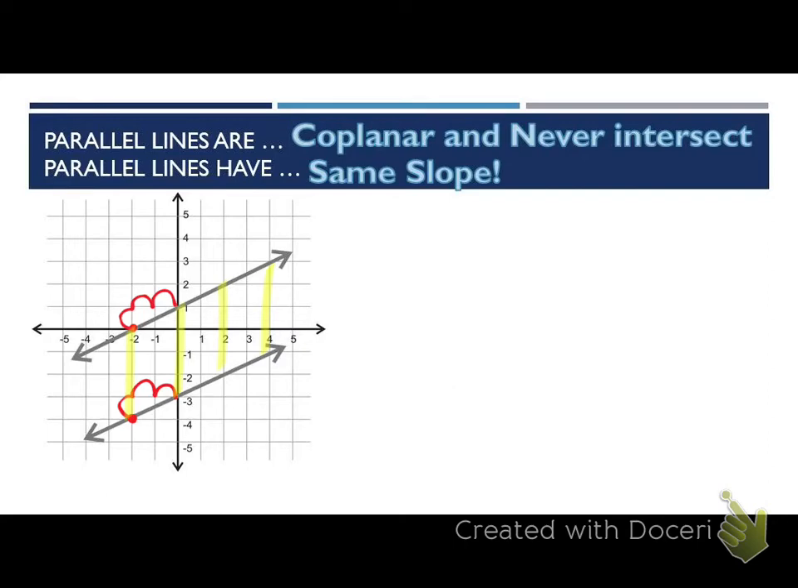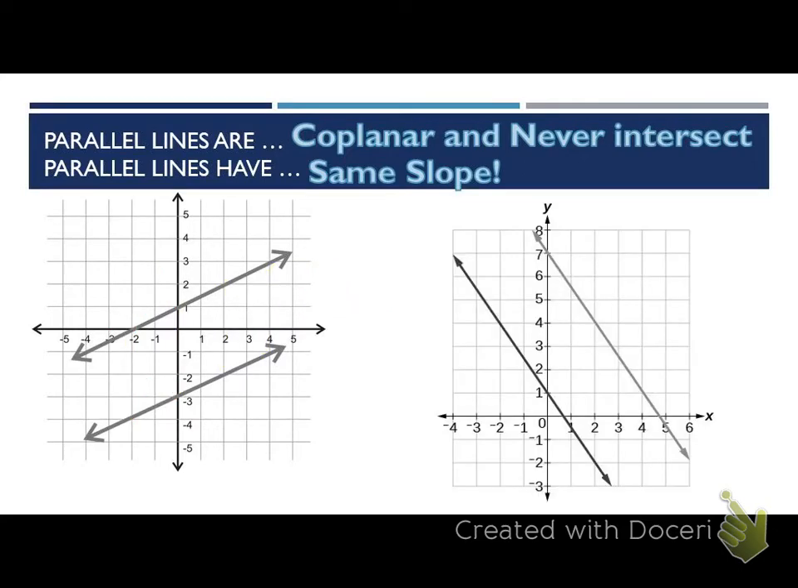What was the rise in their slopes? 1. We went up 1 and then over 2, so 1 over 2. That was the slope on both of them. As one goes up, the other one goes up, and as one goes over, the other one goes over. They stay the same distance apart. The same here, except these are negative slopes. But again, they stay the same distance apart forever and ever because they have the same slope.